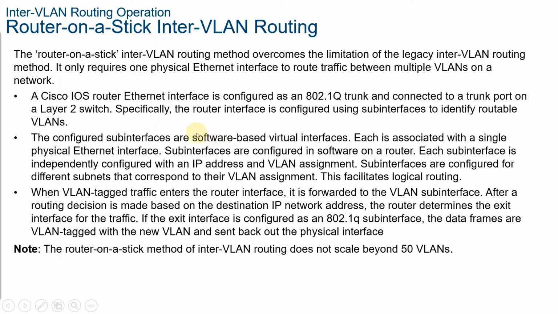So a Cisco IOS router Ethernet interface is configured as an 802.1q trunk and connected to a trunk port on a layer 2 switch. Specifically, the router interface is configured using sub-interfaces to identify routable VLANs. The configured sub-interfaces are software-based virtual interfaces. Each is associated with a single physical Ethernet interface.